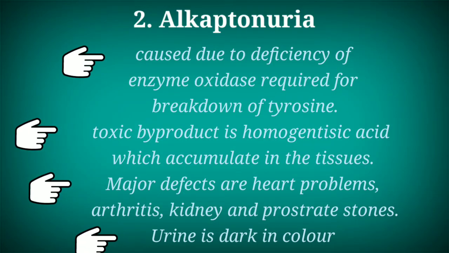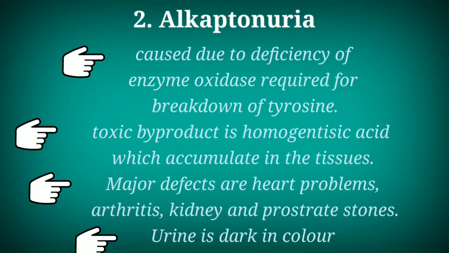The next metabolic disorder or Mendelian disorder is alkaptonuria. It is an autosomal recessive metabolic disorder. That means the mutation of the gene will take place in the autosome, or the body chromosome. And alkaptonuria is caused due to deficiency of the enzyme oxidase required for breakdown of tyrosine.